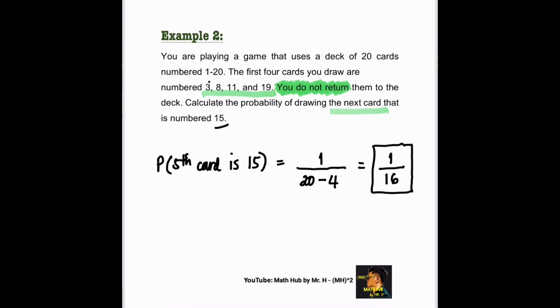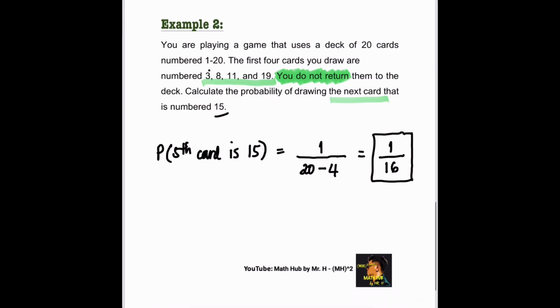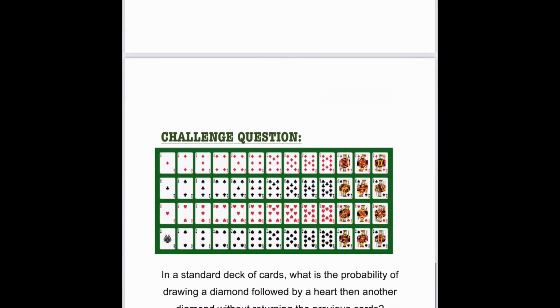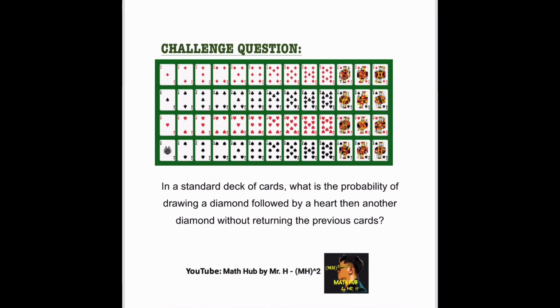All right, so for your challenge question, get ready with your pen and paper and answer this. For those who are not familiar with the deck of cards, I attached here a photo. And the question that you need to answer is, in a standard deck of cards, what is the probability of drawing a diamond followed by a heart, then another diamond, without returning the previous cards?